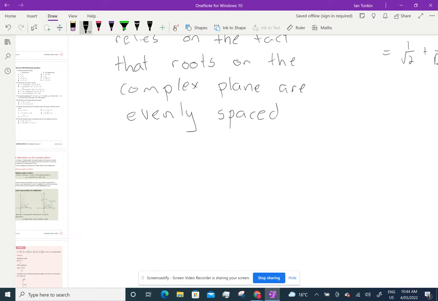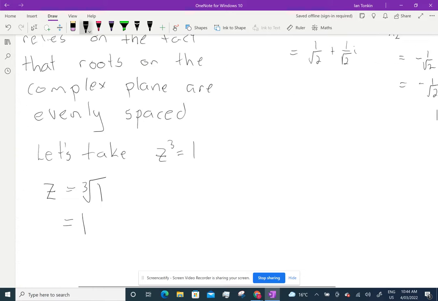So let's take z cubed equals 1. Now we know that there are going to be 3 solutions to this because it's a cubic. So if we do the cube root of 1, we get 1 straight away. So we get 1 and then we think that that's all. But I want to take you down a path.